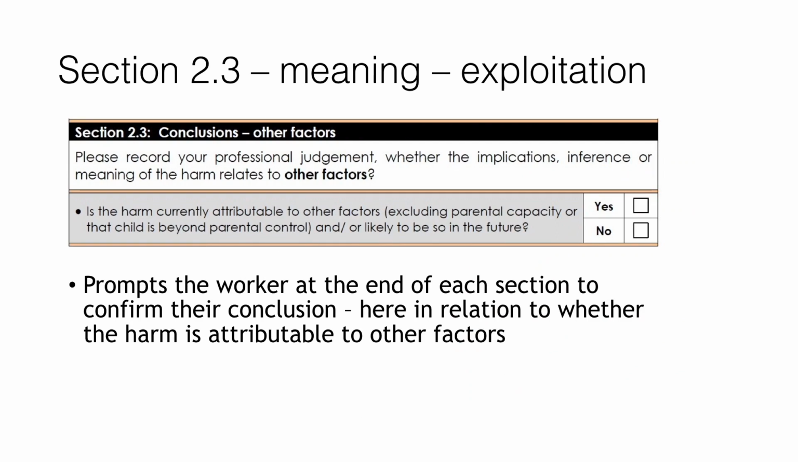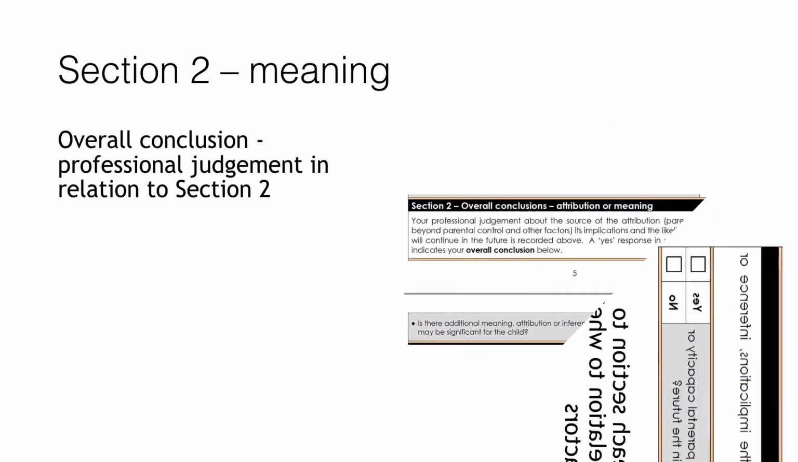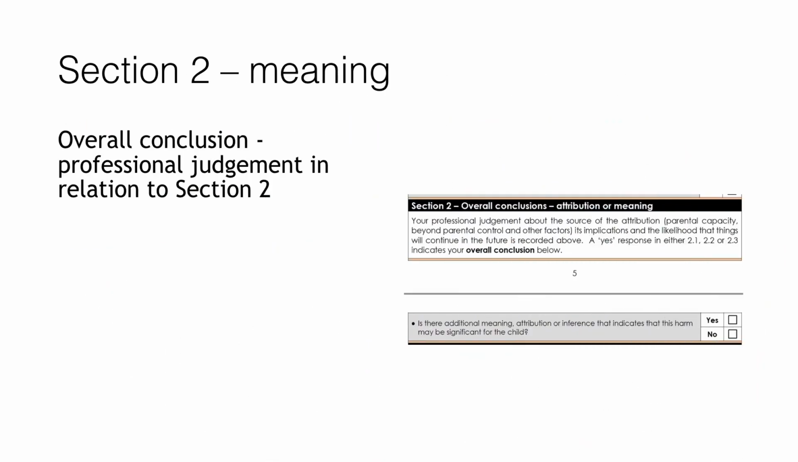Is the harm attributable to other factors other than those already considered, such as parental capacity or the child being beyond parental control? Next, we look at Section 2 in totality. It concludes with a professional judgment statement, whether there is additional meaning, attribution or inference to the harm that may make the harm significant for the child. This is drawn by reference to the relevant sections 2.1 reasonable parent, 2.2 a child beyond parental control, and 2.3 a child under the influence of external factors such as grooming, criminal or sexual exploitation.